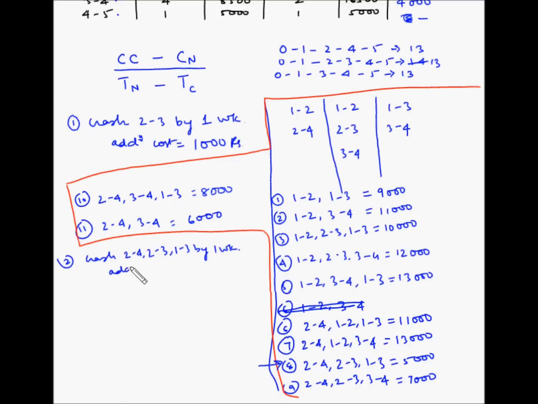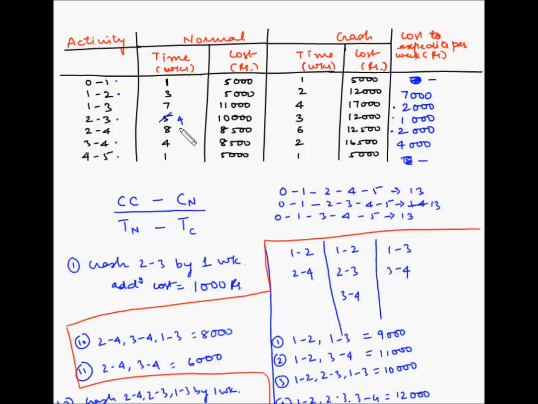So the additional cost is equal to this much, which is 5,000 rupees. Now these costs are the cost per week for crashing this combination. So if we were crashing this combination by 2 weeks, the cost would be 5 multiplied by 2, which is 10,000 rupees.